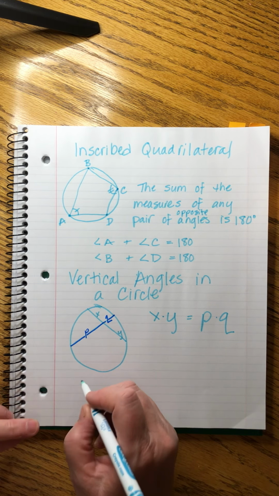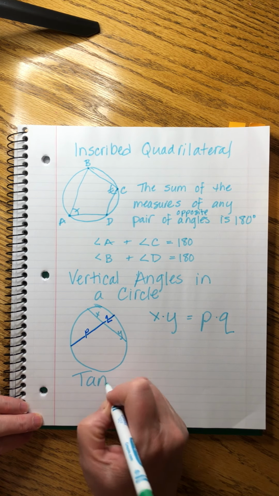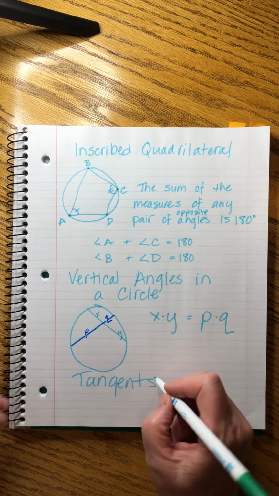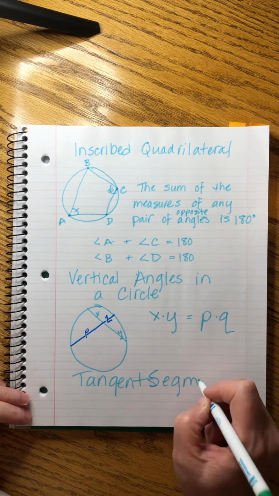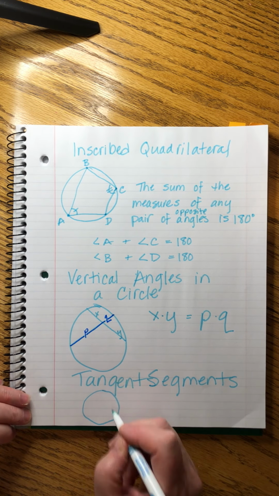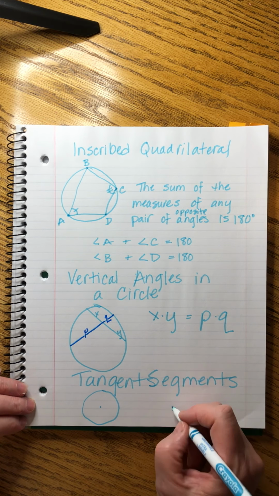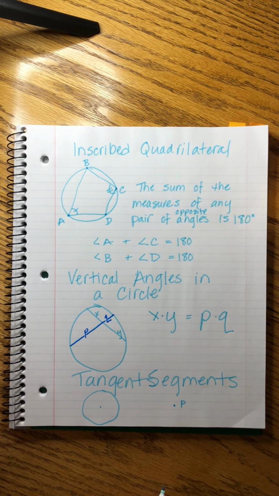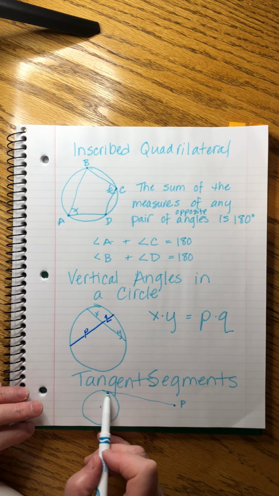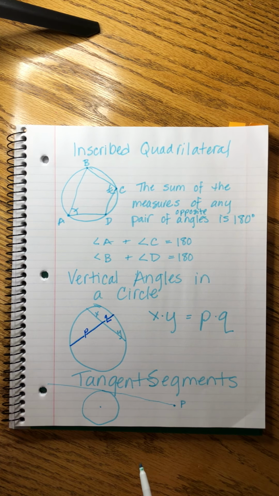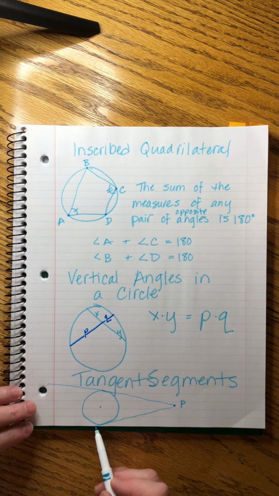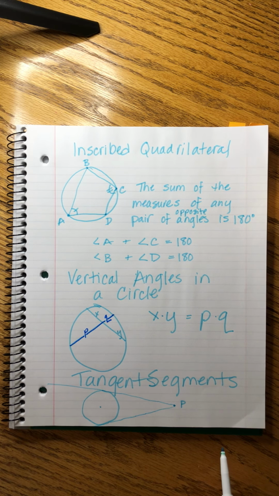All right, and then here comes the last tidbit. This has to do with tangents. Tangent segments, let me call it that. I'm gonna have to squeeze my picture a little bit. Here's our circle. Here's our center. Here's a point P that is outside the circle. Then we have two tangents. One that touches on the top, and one that touches on the bottom. Pretend it's perfect, okay?